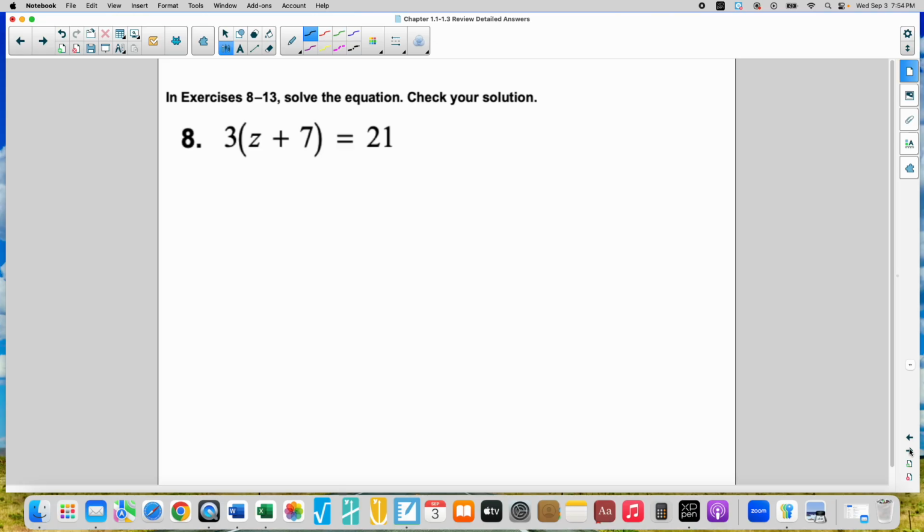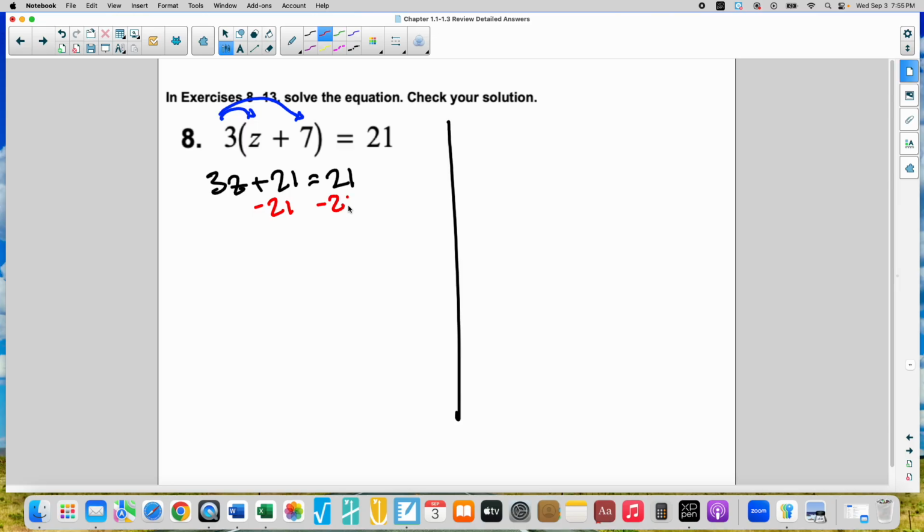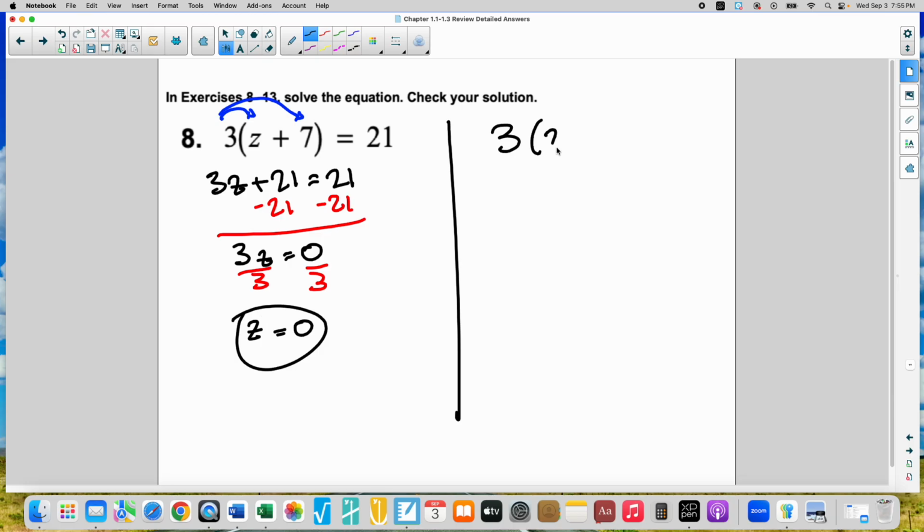All right. Now we got the multi-steps. Now we got lots of things happening to my variable. Chewbacca's in the room. So there are 2 techniques, 2 ways to do this. Method 1 is distribution. We can distribute. 3 times z is 3z. 3 times 7 is 21 equals 21. Let's subtract 21. That gives me 3z equals 0. We're going to divide by 3, and z equals 0.